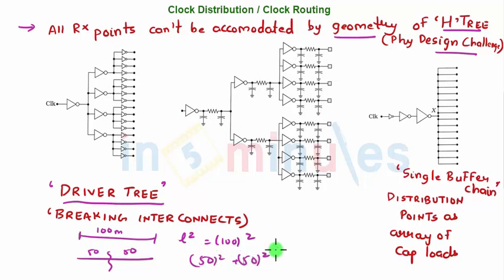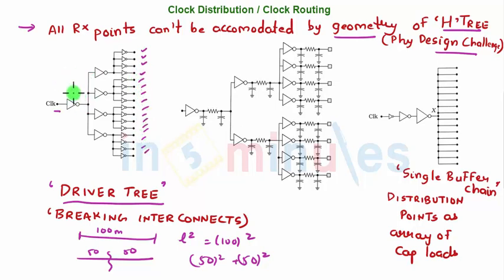And when I break the interconnect, I need to ensure that I don't lose the value of my signal. That's where I add buffers or a chain of inverters. So what I do is, this is my clock. Suppose these are all my receiver points, correct? And I want all of them to receive the clock at the same time.